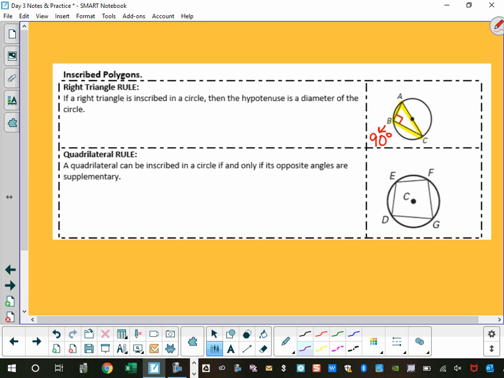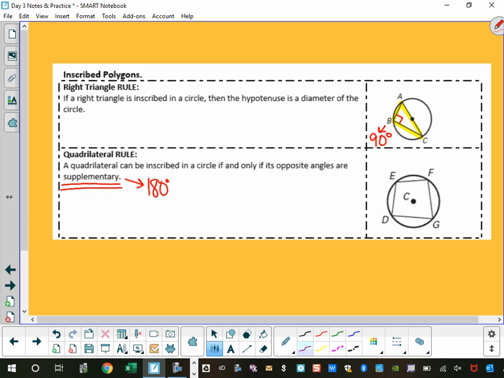All right, so when a quadrilateral is inscribed in a circle, it is if and only if its opposite angles are supplementary. Supplementary, what does that mean? Two angles that add up to equal 180 degrees. Write that down. Even though you may know it, just write it down.